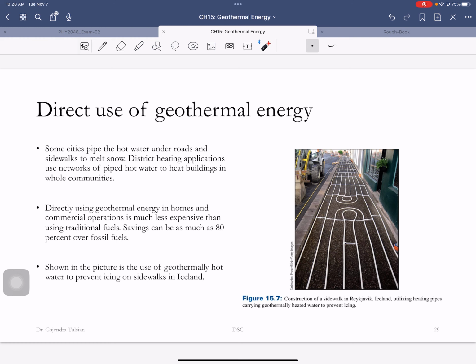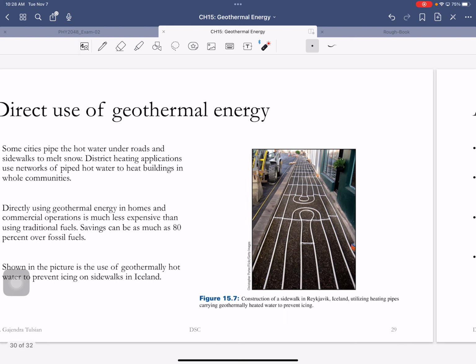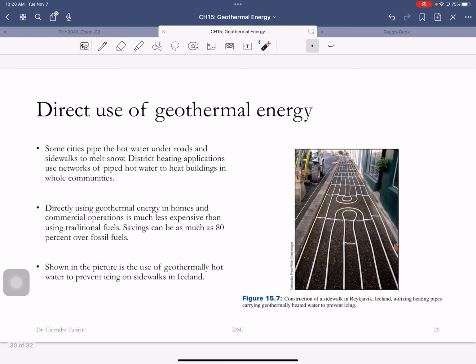So, shown in the picture is use of geothermal hot water to prevent icing on sidewalks in Iceland. Again, why don't we do this in New York? Yeah, this is expensive. When do you do this? When you have free hot water. And when you don't have free hot water, you don't do this.